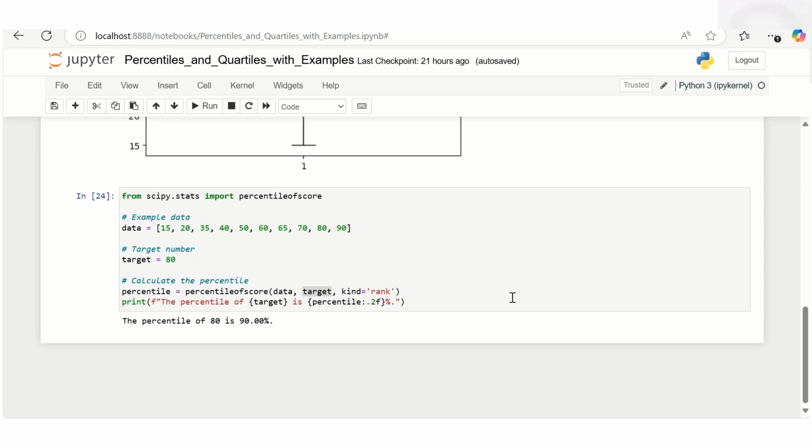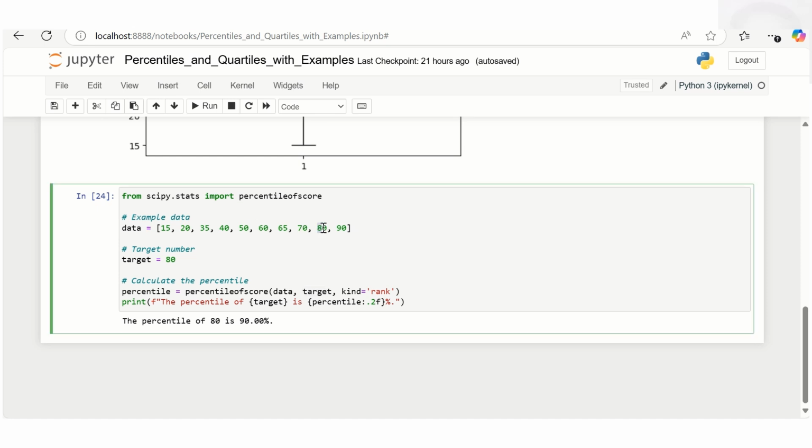Now suppose these data points are available, and I want to see, among these values, suppose I chose one value, 80. I want to understand which percentile 80 belongs to in this distribution. Using Python code, we can see that 80 belongs to the 90th percentile. That means I have 90% of the data below this 80. So below 80, I have 90% of the data available.